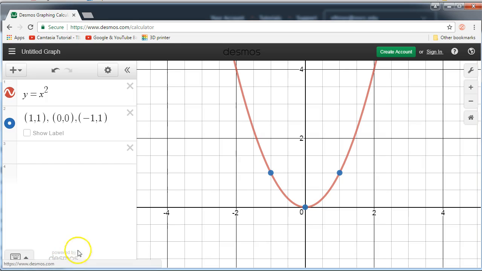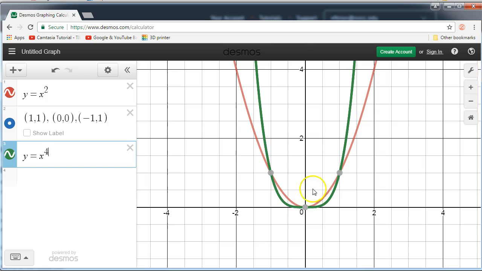Here in the Desmos calculator, which is online, we see y equal to x squared, looks like a parabola, and I have highlighted the points 1, 1, 0, 0, and negative 1, 1. And now I'm going to add to this y is equal to x to the fourth. And look at that. They share these 3 points that I named, but x to the fourth grows a lot faster than x squared, which we're seeing in red.